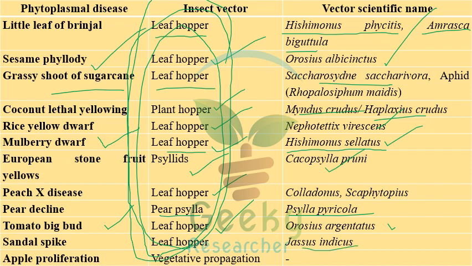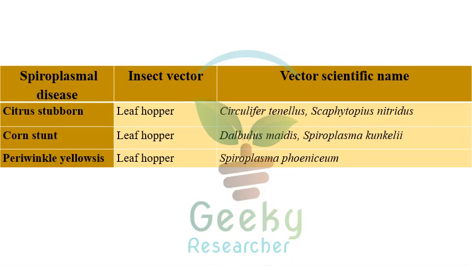And apple proliferation is also a phytoplasmal disease, but vegetative propagation is also one of the reasons behind this. So these are all the important vectors involved in the transmission of important diseases. We may expect one question. So the next one is spiroplasma.